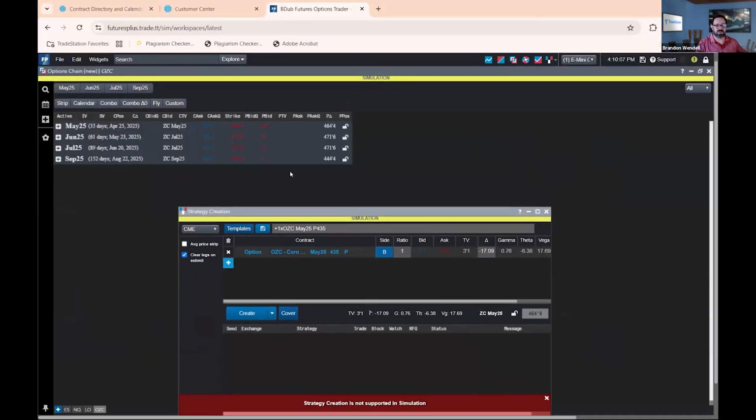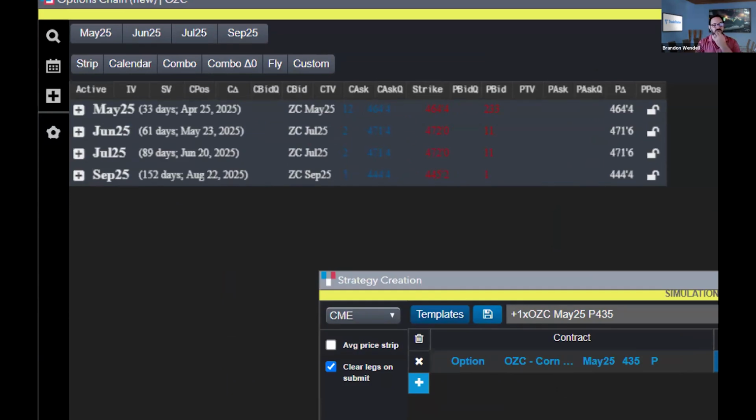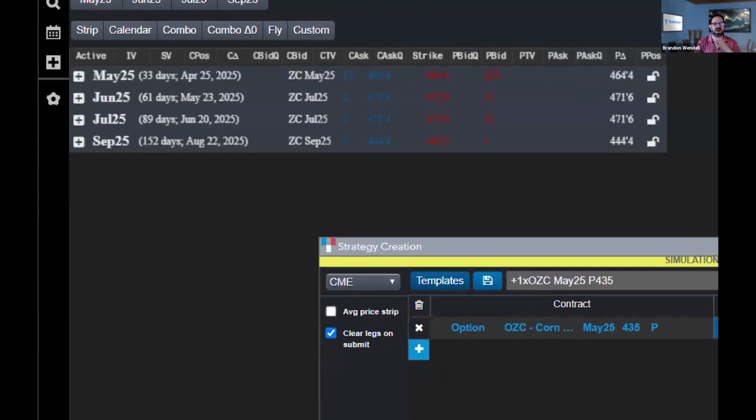Now I figured out how to get rid of it. That's what I wanted to show you. Right there, you see June 2025. It shows 61 days left till expiration for the option. But if you look, it says ZC July 25 on the right.